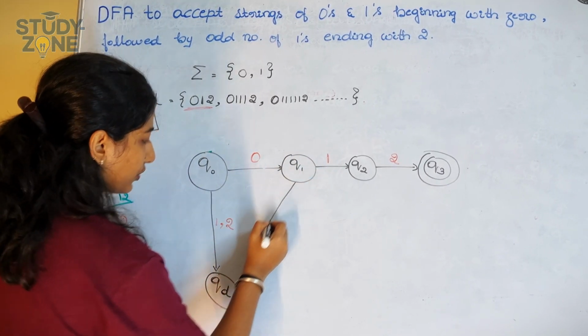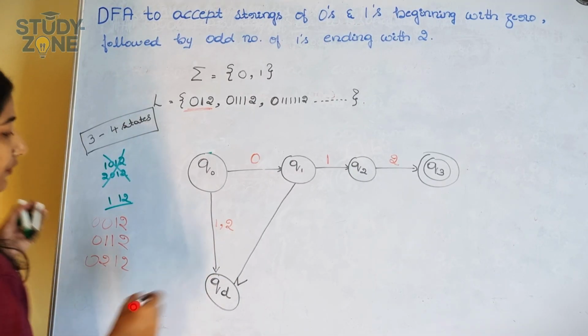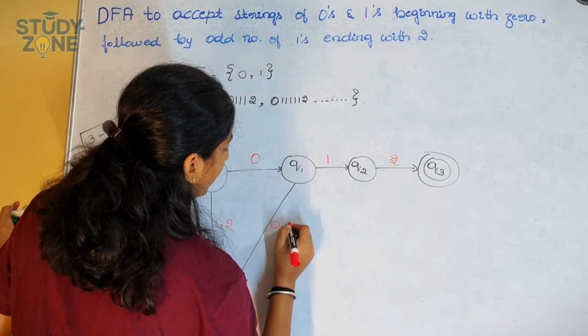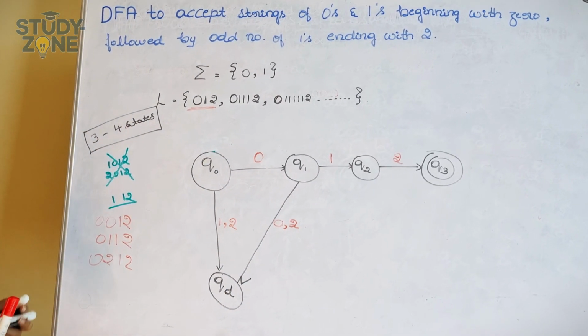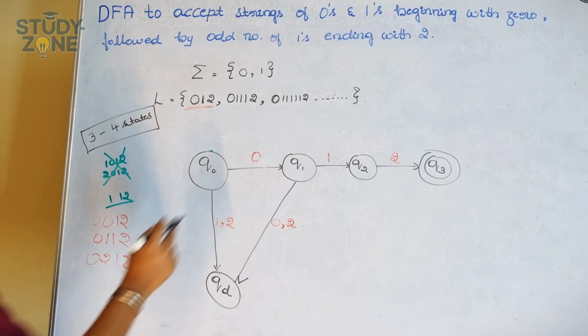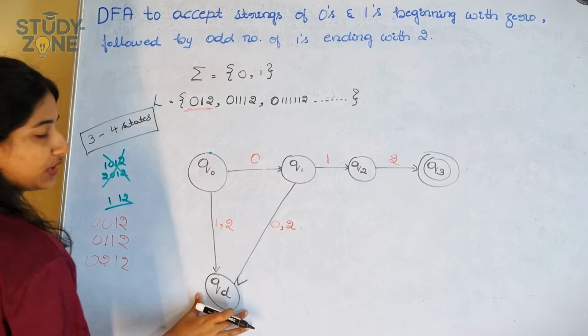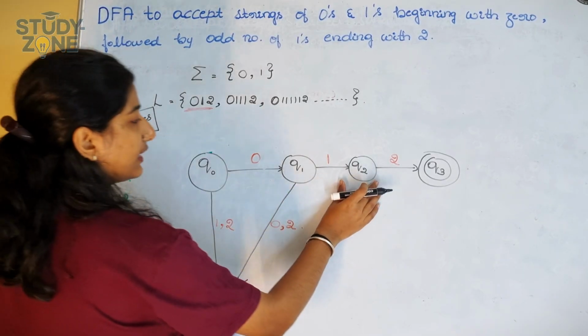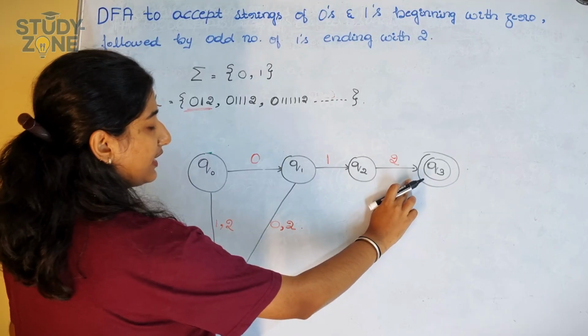So here also on 0, 2, it is moving to dead state. And here the next case is 0, 1. If I get 0 or 2, or 1 or 2, it is moving to dead state. Now here, look here, I have 0, 1, 2, it's correct.